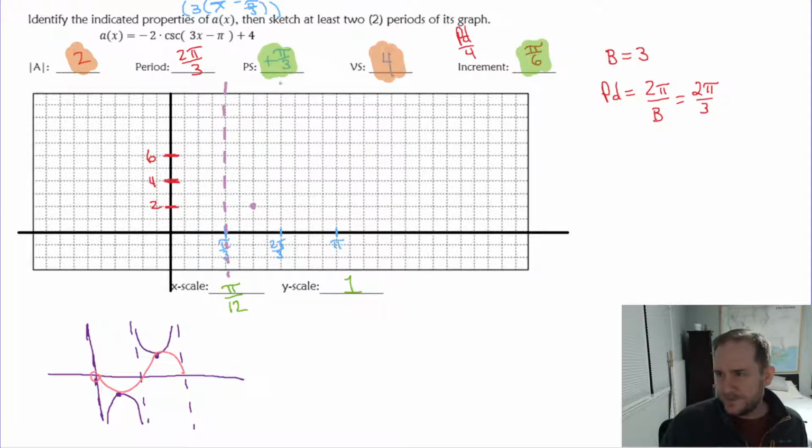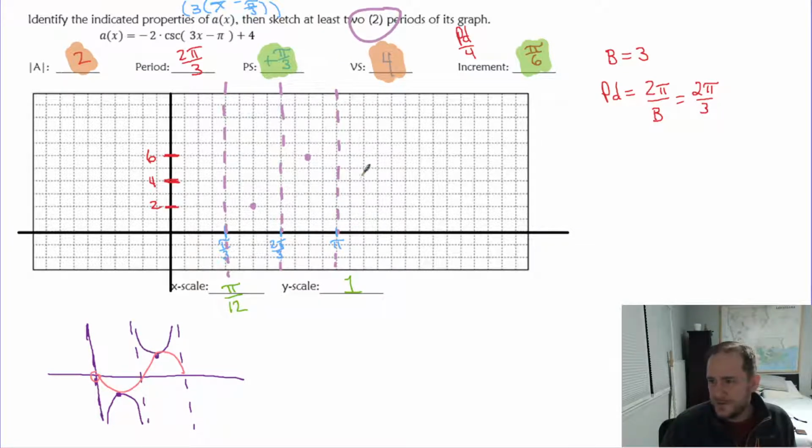Then in 2 boxes, we'll have another asymptote. Then in 2 boxes, we'll be up at the point that's above the midline. So right here at 6, right there. Then 2 boxes. Then 2 boxes over asymptote. So here's 1 full period, but I did ask for 2 on this particular assignment.